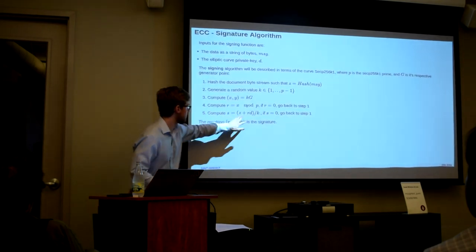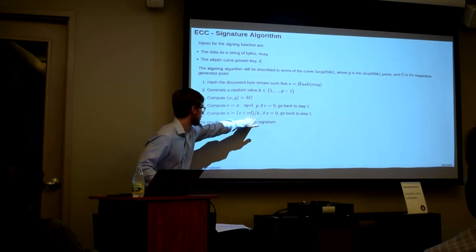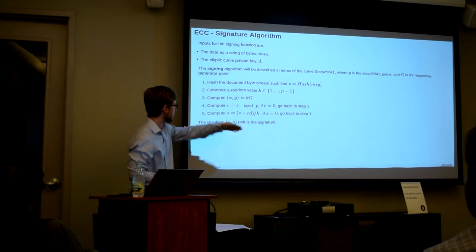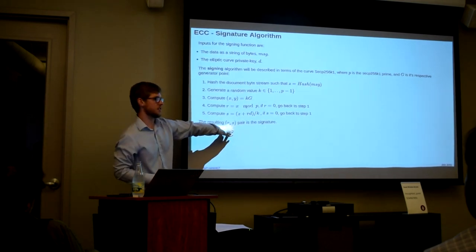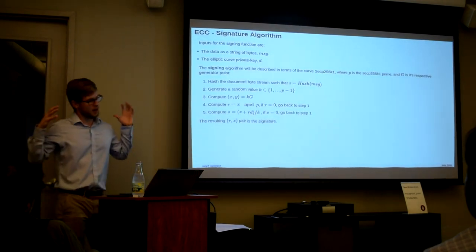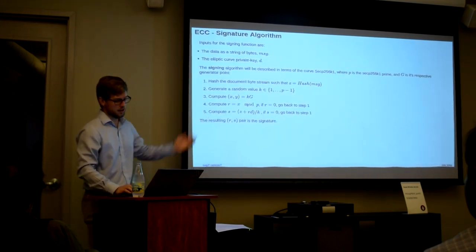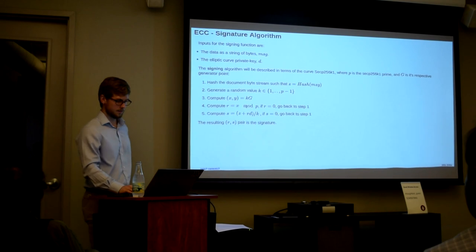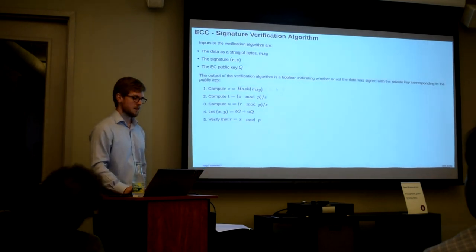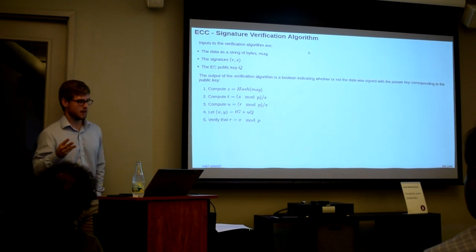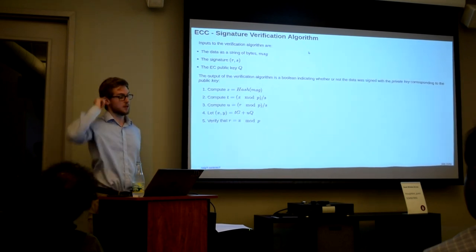But then for S, you just do this. I'm not going to read that, you can read that. Z is defined up there. And if S is 0, you go back to step 1. So basically, this R and S pair can't contain a 0. And if this algorithm produces a pair of integers where neither of them is 0, this is your signature.